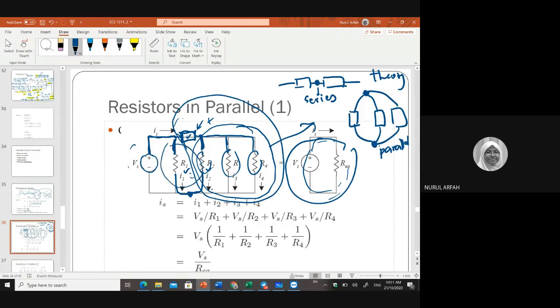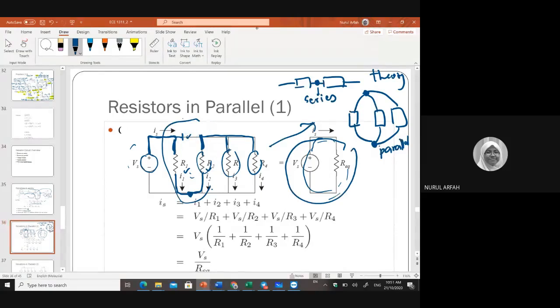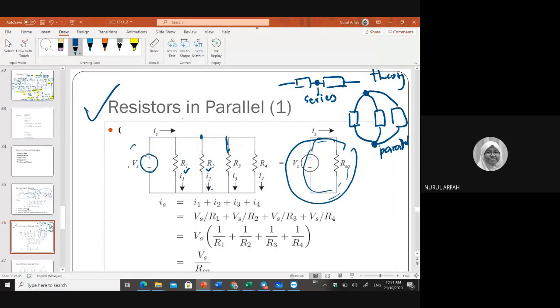But that one, later on, I will show you how. Basically, there's another way to solve this type of question, which is to apply Y-delta and delta-Y to this part. But that one we will exclude. So we just focus on the case, this part first, parallel. Later on, I will show you how we can reduce our circuit, then we apply the theory.